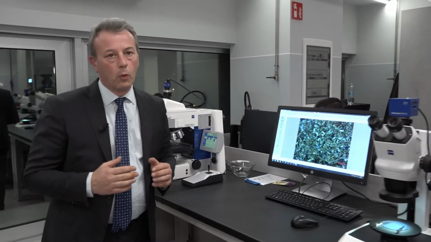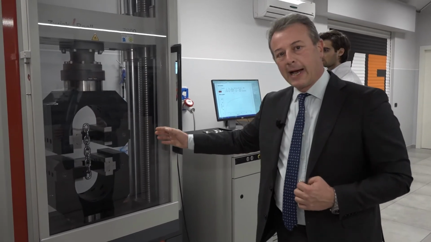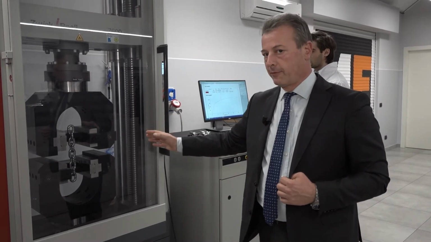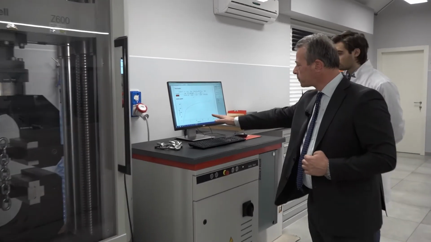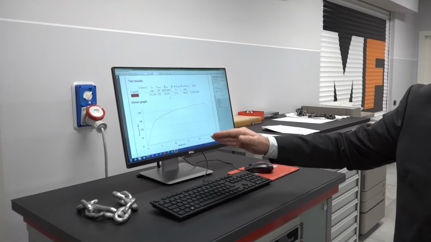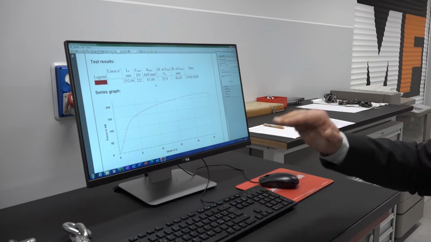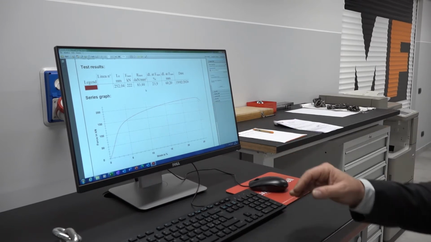Now we move to the most important test machine for a chain maker, which is a tensile testing machine. With this machinery, we can apply a load to the chain up to the breaking of the chain itself. And we use this load to produce a graph, an elongation strength graph that gives us the behavior of the chain with respect to the load applied, the elastic field and the point where the chain is breaking.